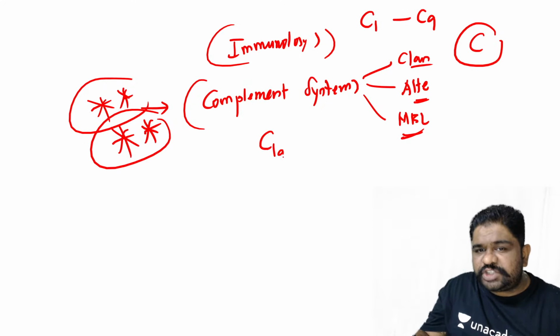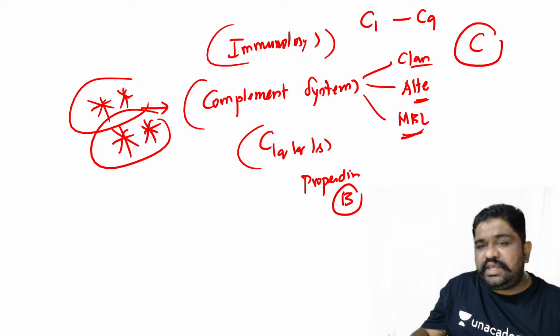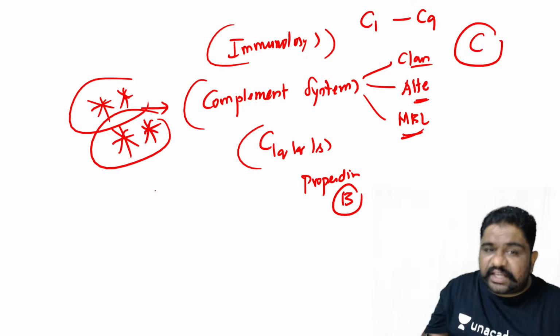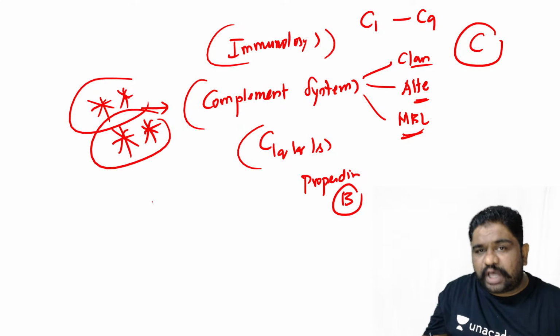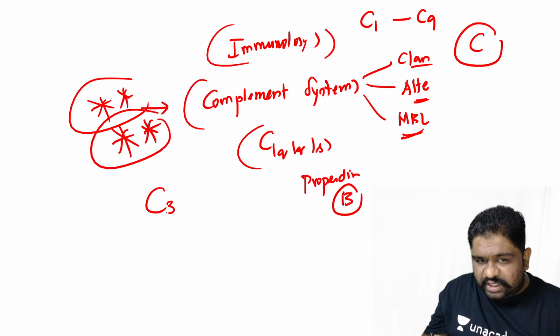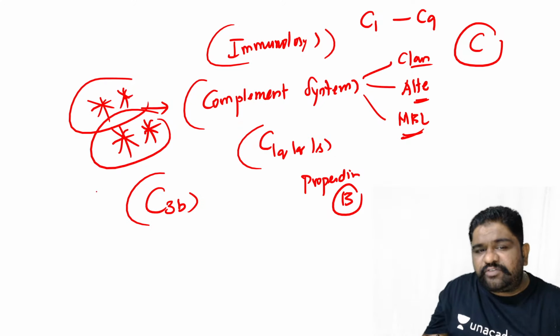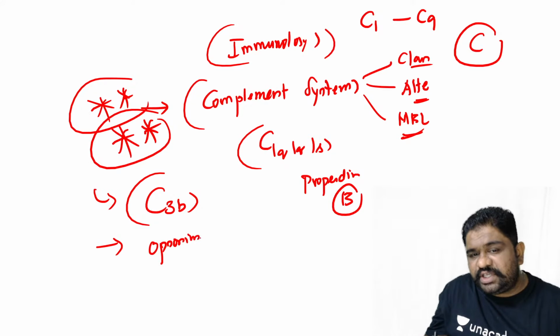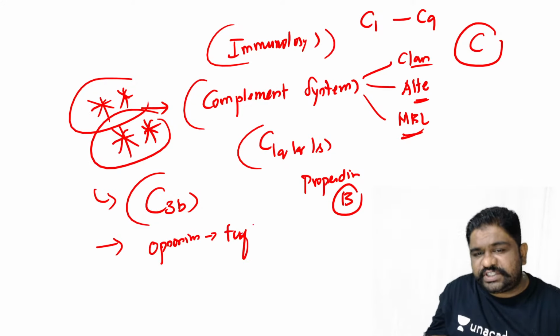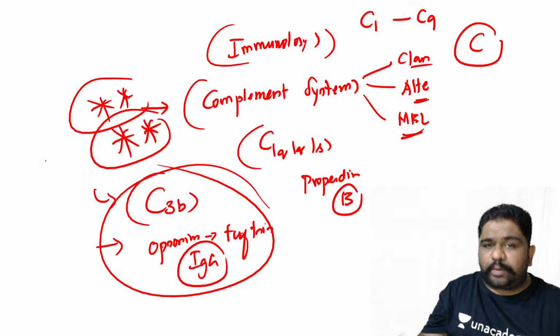C1 will be broken into C1q, C1r and C1s, and then you will know there are things called properdin factor, factor B and factor S, etc. Then they'll ask you very common questions. What kind of common questions are there in the complement system? Who is the most abundant opsonizing agent? The answer can be C3b. Apart from that, what else can be an opsonizing agent? It can be opsonins in the form of tuftsin and immunoglobulin G. All these can act as opsonizing agents.